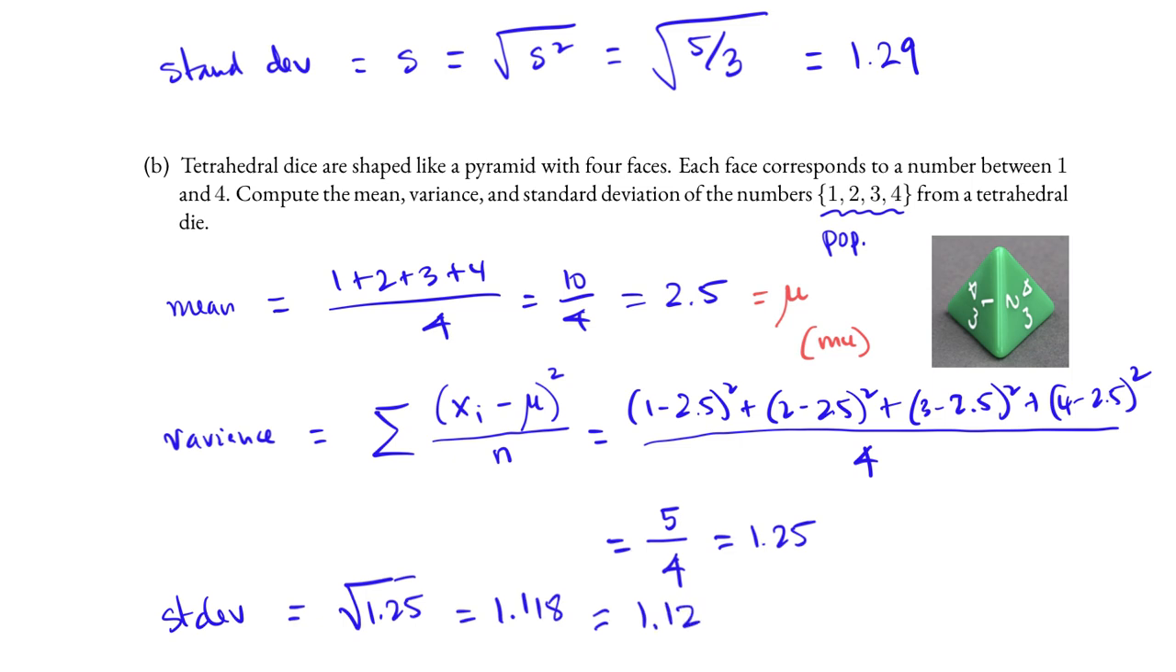Notice that the standard deviation for the population in this case is a little bit smaller than the standard deviation of the sample because we divided by n instead of n minus 1. For the population, the mean is labeled mu, and for the standard deviation, the symbol is labeled sigma. This is the Greek letter sigma.